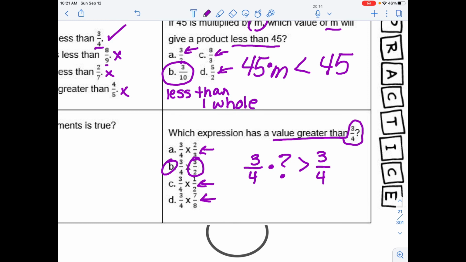Good job. Remember, an improper fraction is greater than 1.